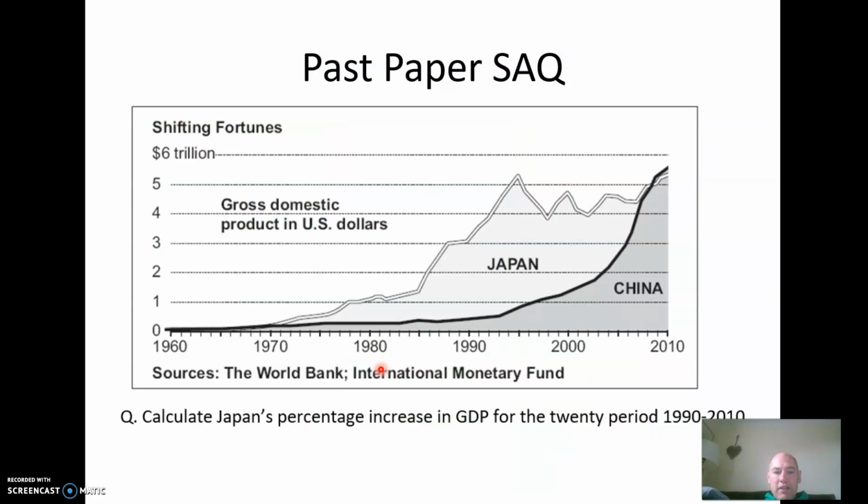Okay, what I want you guys to do is have a go at this past paper question. You need a ruler and you've got to calculate Japan's percentage increase in GDP for the 20-year period 1990 to 2010. Okay, so work that out. What was it in 1990? What was it in 2010? Pause the video for 2 minutes and have a go.